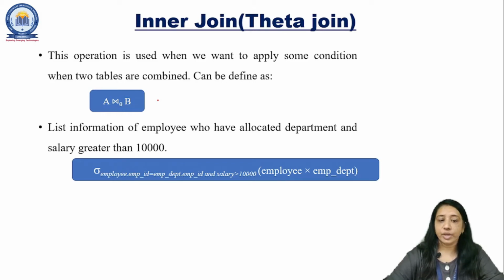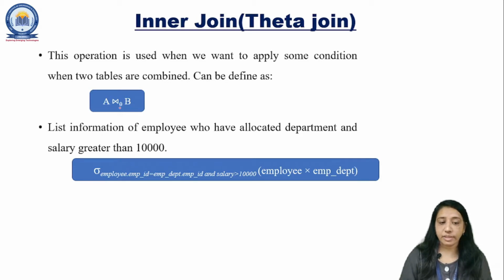Theta join is used when we want to apply some condition when the two tables are going to be combined. So the form of that is what? A, then the symbol of join and the other relation, that is B. Now here with that symbol, as a subscript you can use theta. So theta is defining what? A condition, nothing else. Theta will be used to define a condition.